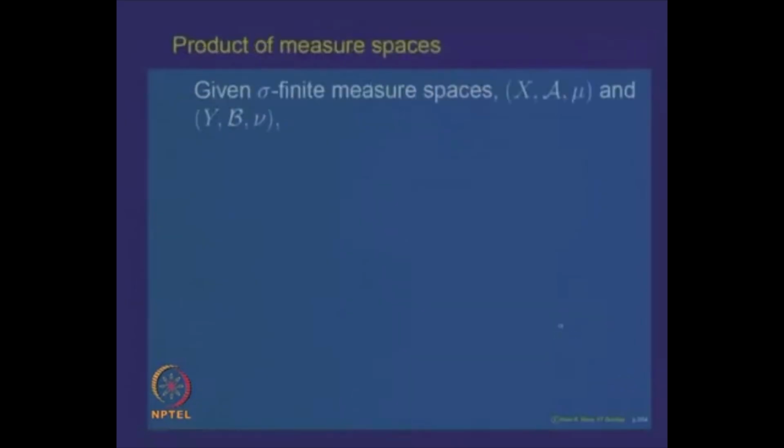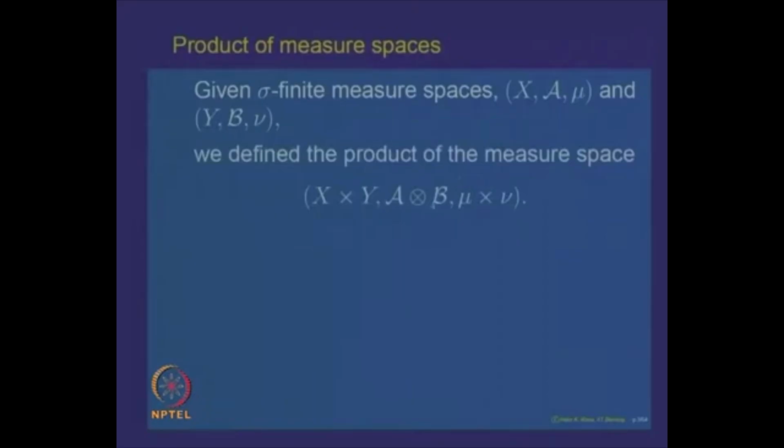Let us just recall that given sigma finite measure spaces (X, A, mu) and (Y, B, nu), we had defined the product measure space, namely X cross Y, and the sigma algebra on X cross Y is A times B, which is the sigma algebra generated by all measurable rectangles, that is sets of the type E cross F, where E belongs to A and F belongs to B. And mu cross nu is the extension of the measure which is defined on rectangles by the property that mu cross nu of a rectangle E cross F is mu of E times nu of F, and then via outer measures we extend that to the sigma algebra A times B.